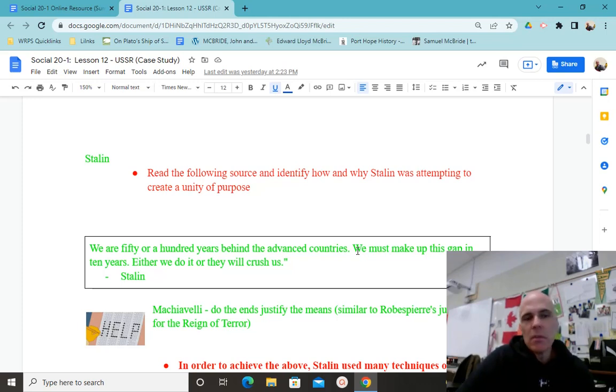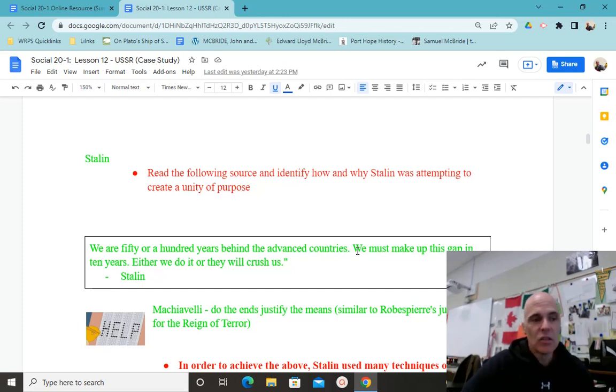So even if there's going to be blood on his hands, if we have to purge 1 million people, if we have to nationalize property and starve 6 million people, in the end it's going to save the Soviet Union. It's going to save more than 100 million people. So that's the Machiavellian idea, that the ends justify the means.